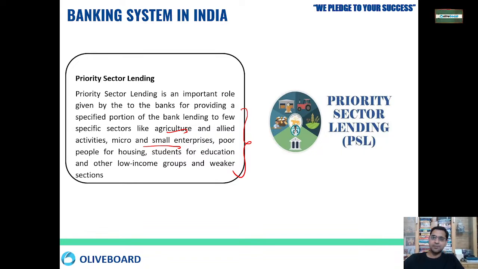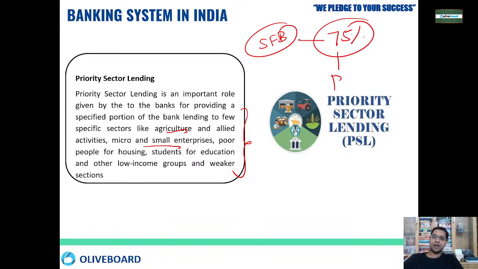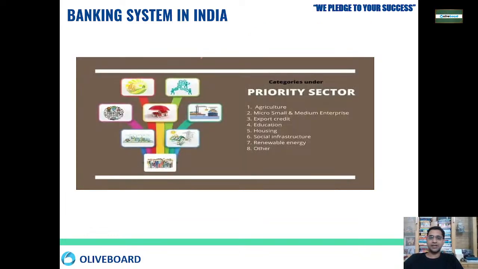Even if you say a small finance bank, 75% of whatever loan they are advancing, they have to give to priority sector lending. That is why they are open in these rural and town areas, so that financial inclusion can happen. These are the priority sector areas: agriculture, MSME, export credit, education, housing, social infrastructure like health and education, renewable energy, and other areas in which the government keeps putting, like this is going to the priority sector in the future.